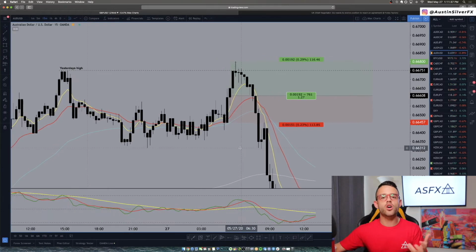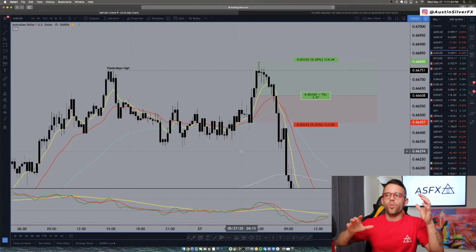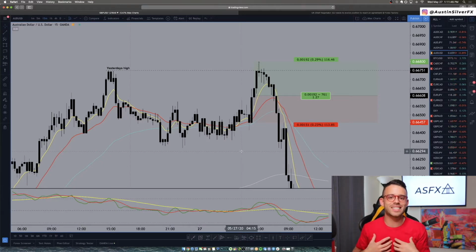So let's talk about how I really determine the difference between a good setup and a bad setup. Now today, we have what I would consider a C setup. I grade my trades A, B, or C, and those grades tell me what percentage of my overall account I should risk on that entry signal.